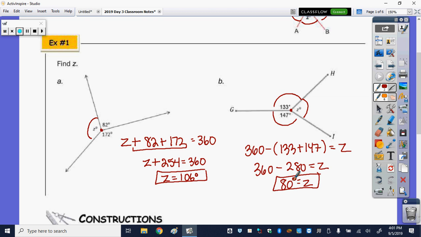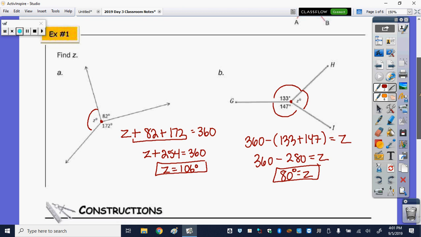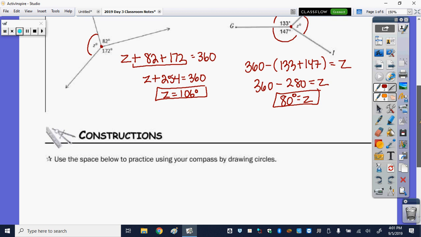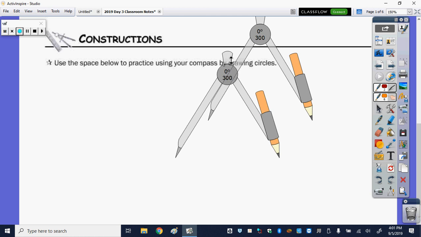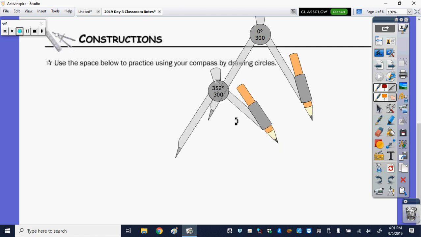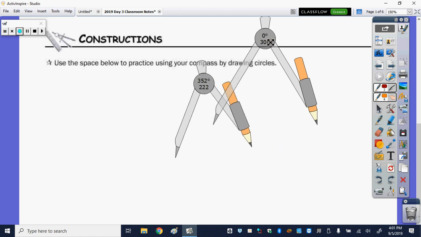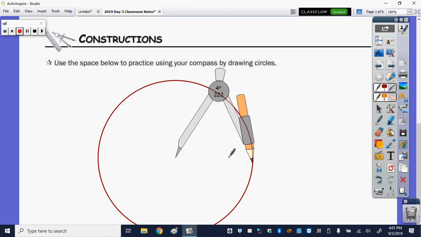Okay, before we start our first construction, our segment constructions, and then our angle constructions, I'd like you to use this space to get out your compass and just practice drawing circles. I'm going to make this board compass a little bit smaller. I'm not quite sure why this one is staying on the screen, so I'm going to get rid of that. Just take a minute, practice drawing circles on your paper.